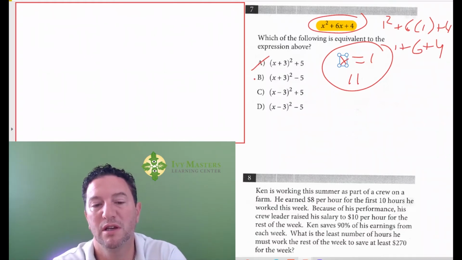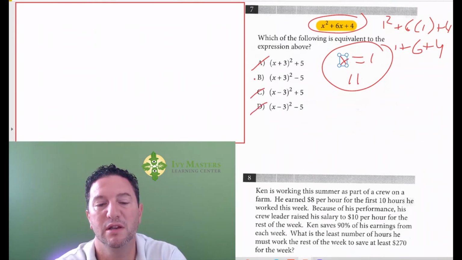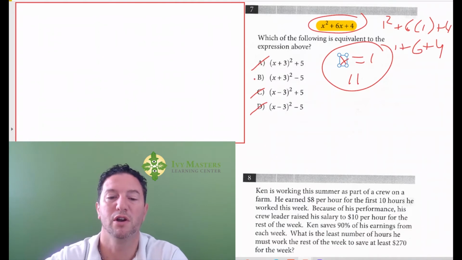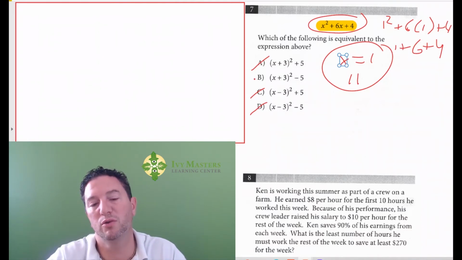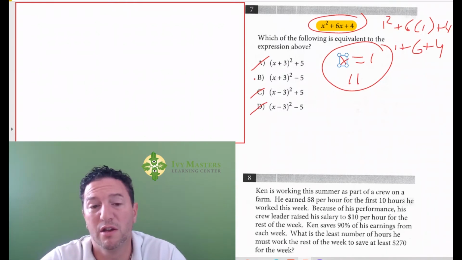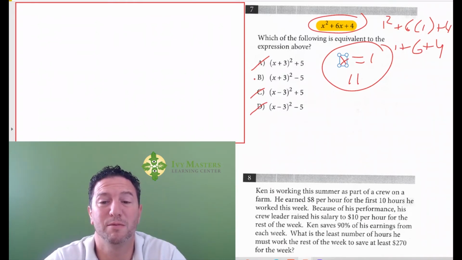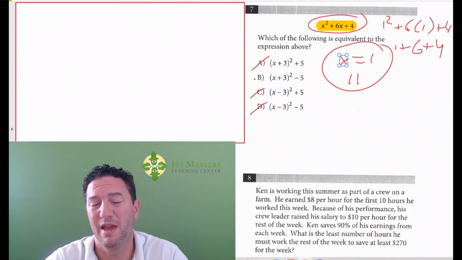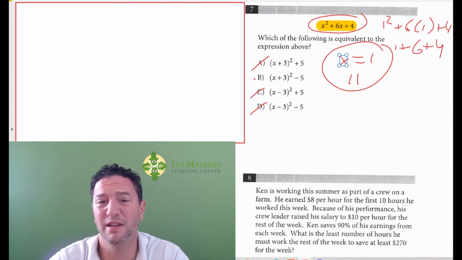Answer choice C, 1 minus 3, you get negative 2 squared is going to be 4 plus 5 is 9. And then this answer choice D, you can tell, is going to be even smaller. So you're going to get negative 2 squared, which is 4 minus 5, which is going to be negative 1. So you can tell that the answer choice is B. That's your correct answer. And that's how I'd recommend doing it. I think it's just easy.